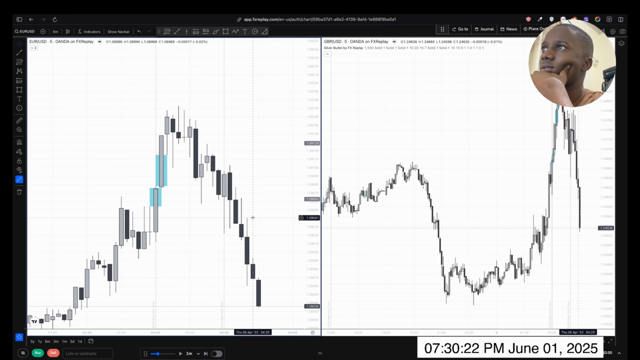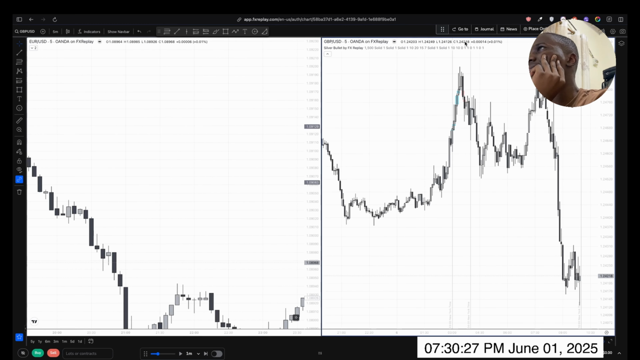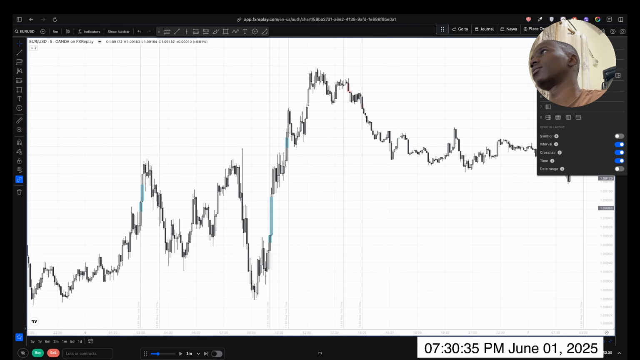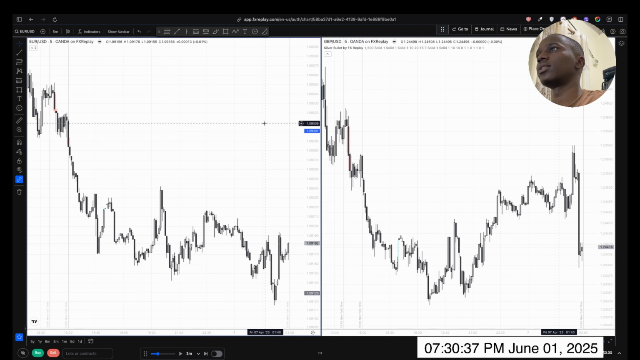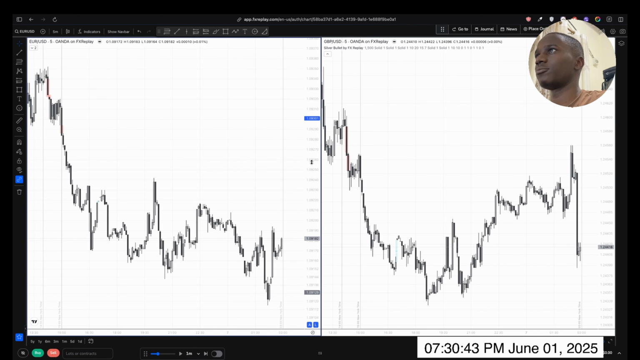Yeah, crazy movements. Great, so now we can see that GU has some crazy movements.